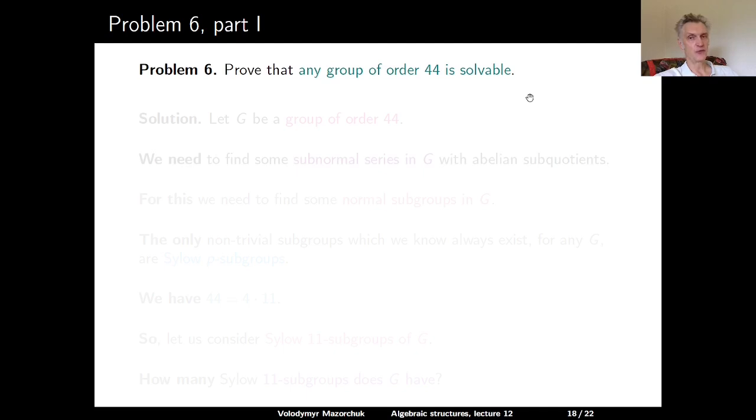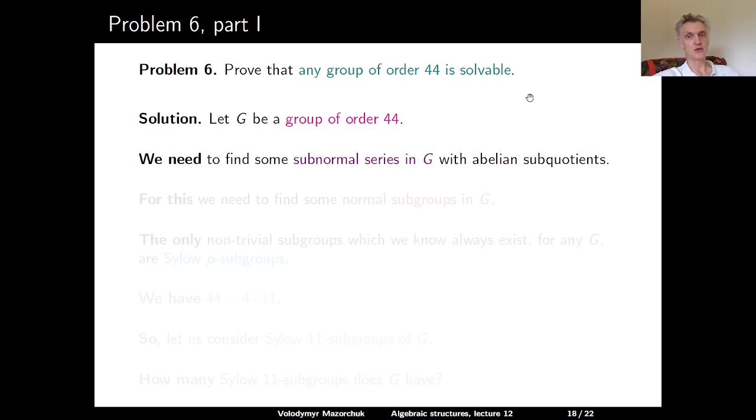Prove that any group of order 44 is solvable. Of course, one way to solve this problem is to try to classify all groups of order 44, but that actually sounds quite hard. So let us try to do it in some theoretic way. So let G be a group of order 44. The only thing which we know about G is that it has 44 elements. In order to prove that it is solvable, we need to find some subnormal series in G with abelian subquotients. So for this we need to find some normal subgroups of G.